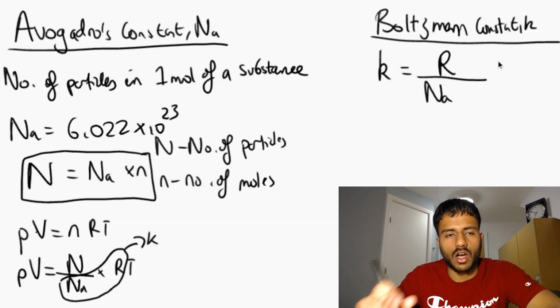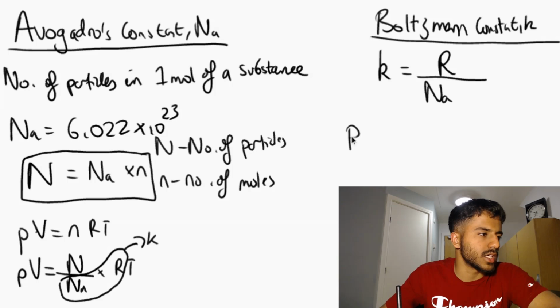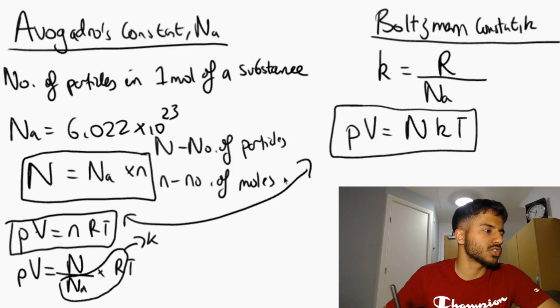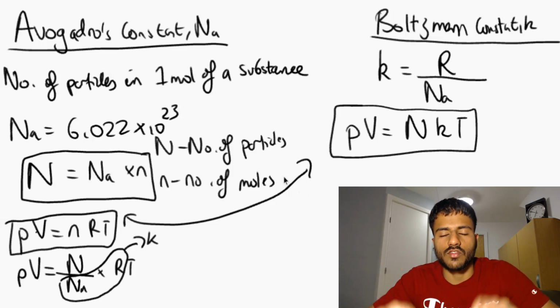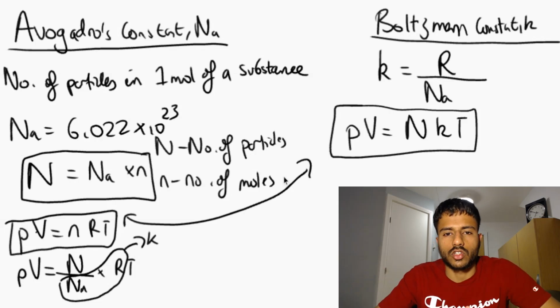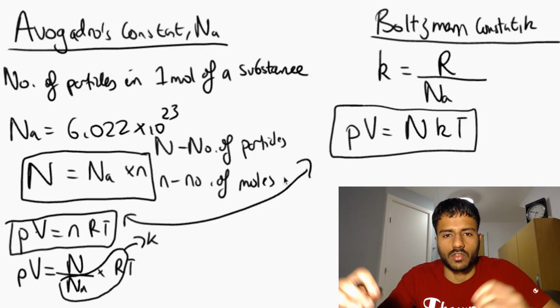So our second ideal gas equation can be PV equals NkT, where here capital N is the number of particles and k is the Boltzmann constant. So you can use any one of these two equations depending on the information you're given. In certain scenarios, it might be easier to use an equation in terms of moles. In certain scenarios, it might be better to use an equation in terms of number of particles.